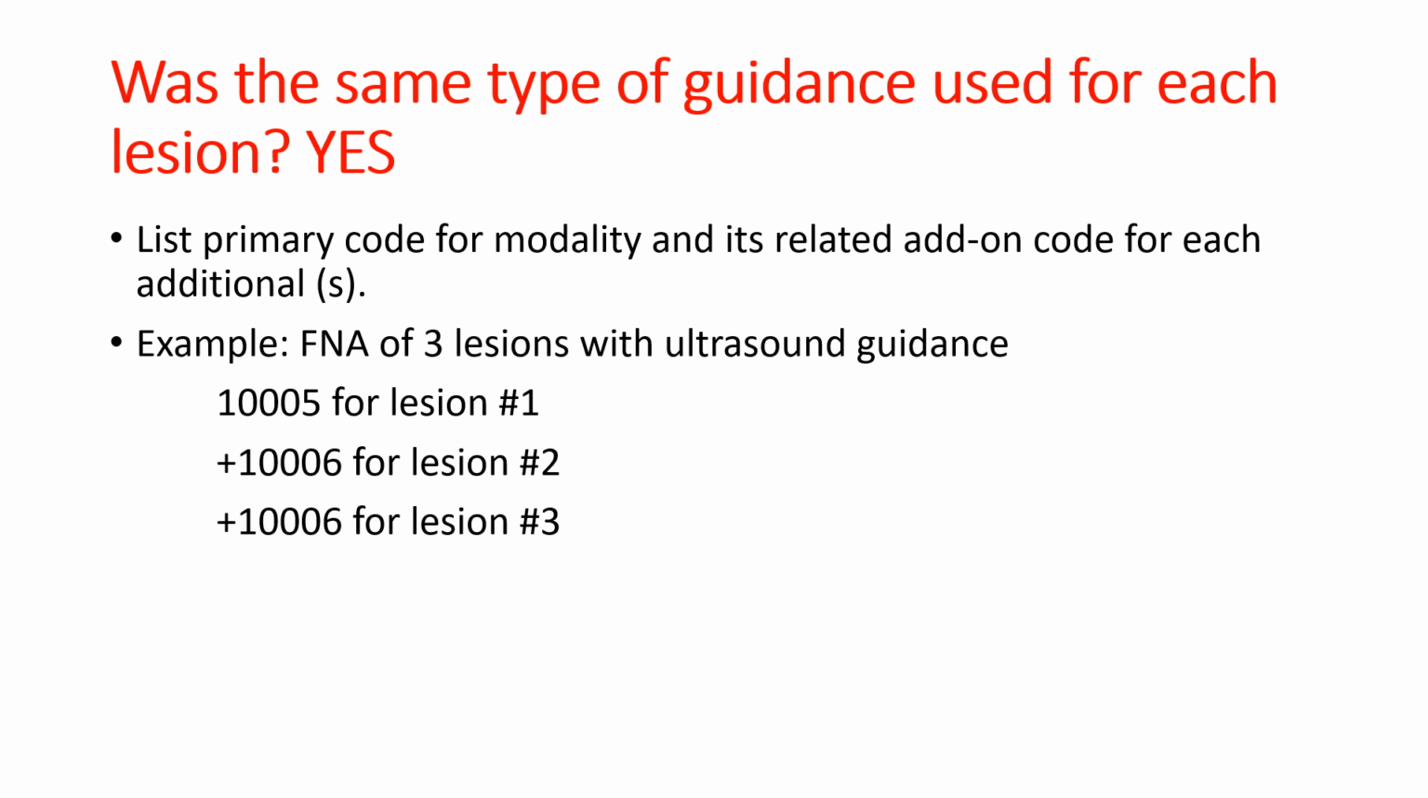For each additional lesion, you need to code the imaging guidance add-on code. So for ultrasound guidance, the add-on code is 10006. They had mentioned 3 lesions, so 10005 is for one lesion. For each additional lesion 10006, there are 3 lesions, so you need to add 10006 again. So there will be 3 lesions using the same imaging guidance.